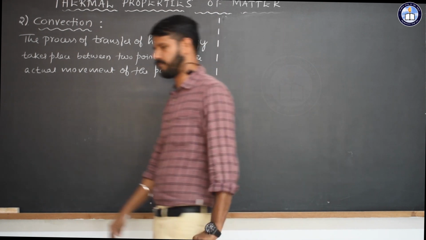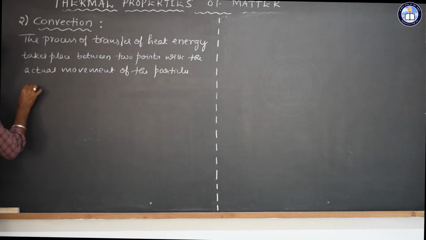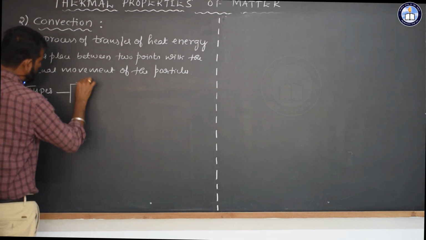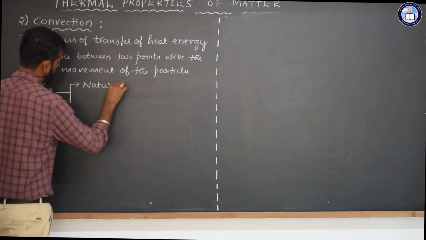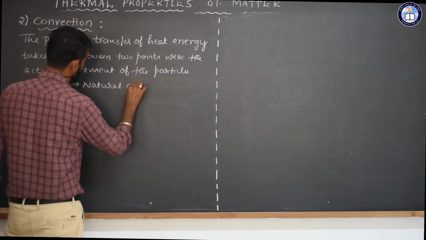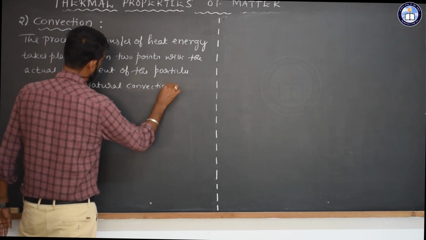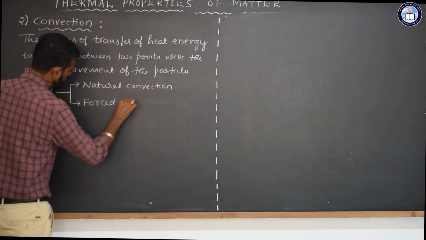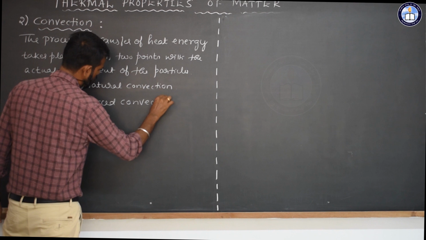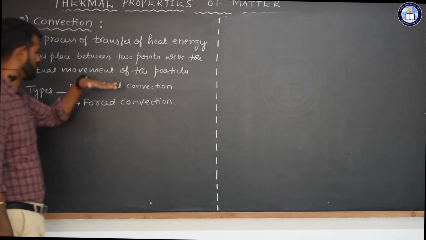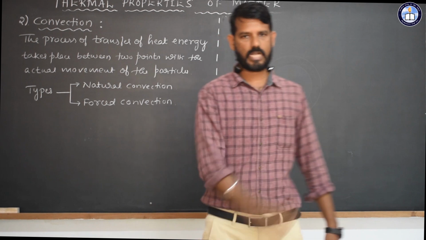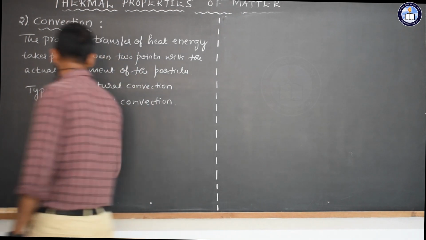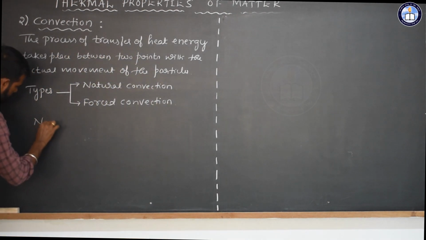There are two different situations here, or types of convection. One is natural convection. Second one is forced convection. So these are the two types of convection: natural convection and forced convection. Let us see what is natural convection and what is forced convection. Now, natural convection.